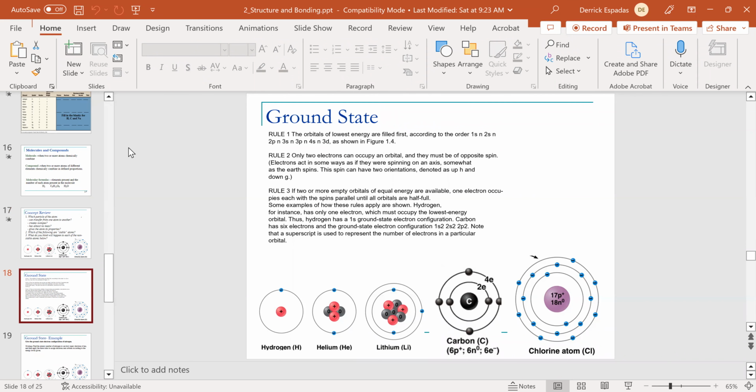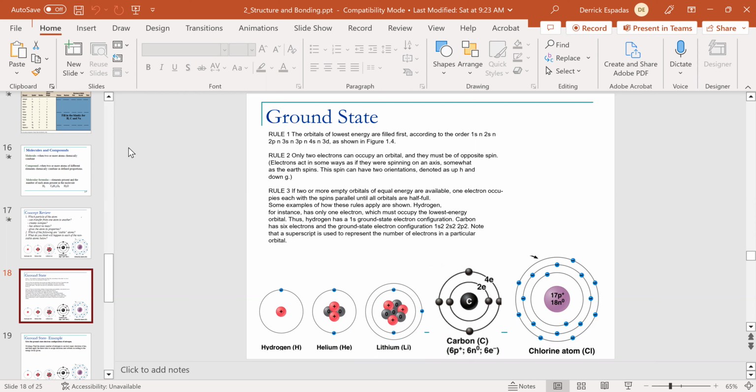So there's this thing called ground state, all right? And it has some rules to it. So the first rule is that the orbitals of the lowest energy are filled first according to the order. So remember, like that first shell fills up first with 2. And only 2 electrons can occupy an orbital. They must be of opposite spin.